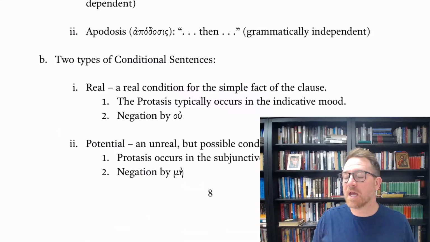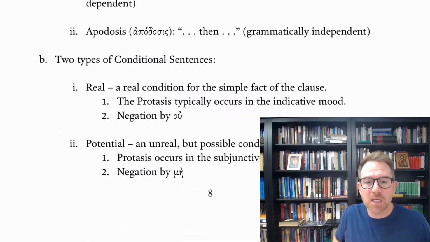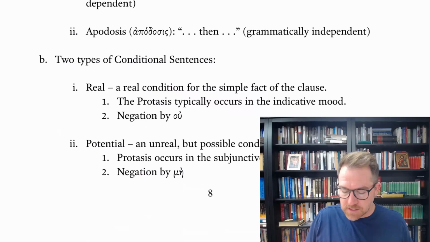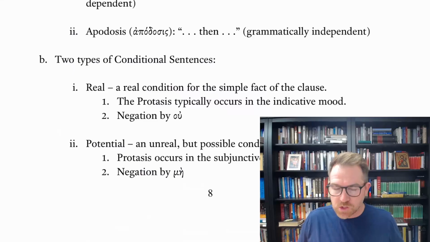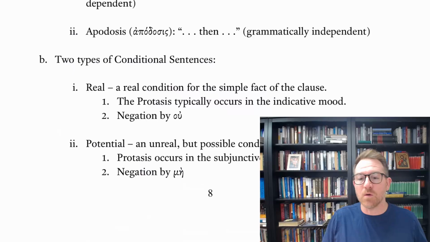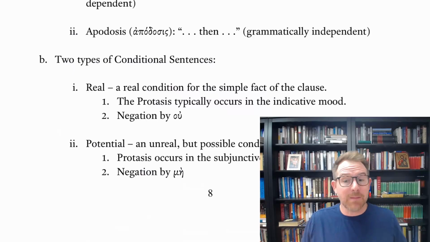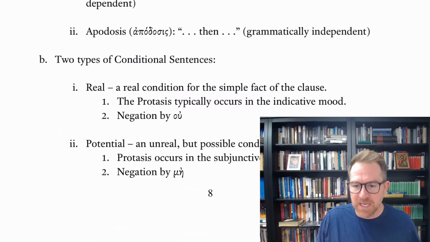But if I was going to say, if I win the lottery tomorrow, I'm going to go buy a boat, the if I win the lottery is a potential. It's not going to happen. It's a possibility, but it's not a real condition. It's a potential, unreal, but possible condition for the contingent possibility. So in that instance, the protasis is going to be in the subjunctive. The win verb is going to be in the subjunctive because it's very possible that I don't win. And then the negation is going to be with mē. Or if I would say, if I don't win the lottery, both of those would be in the subjunctive.